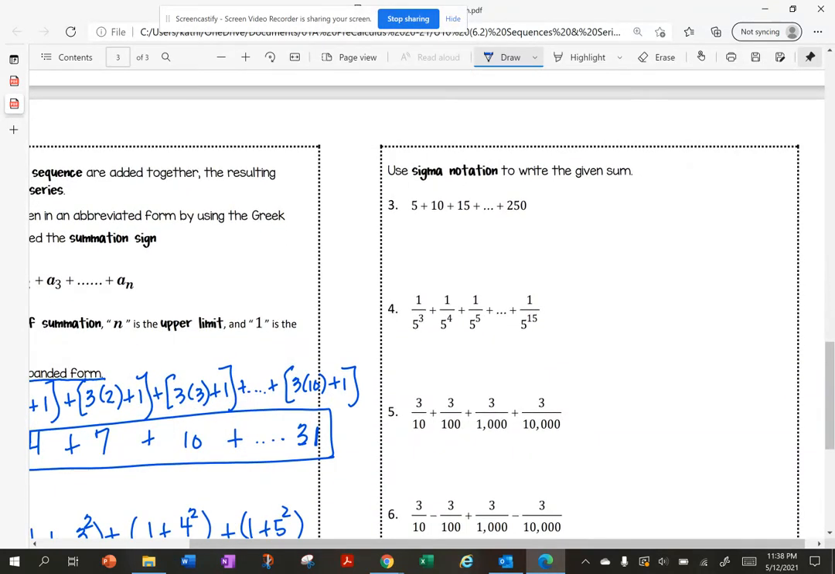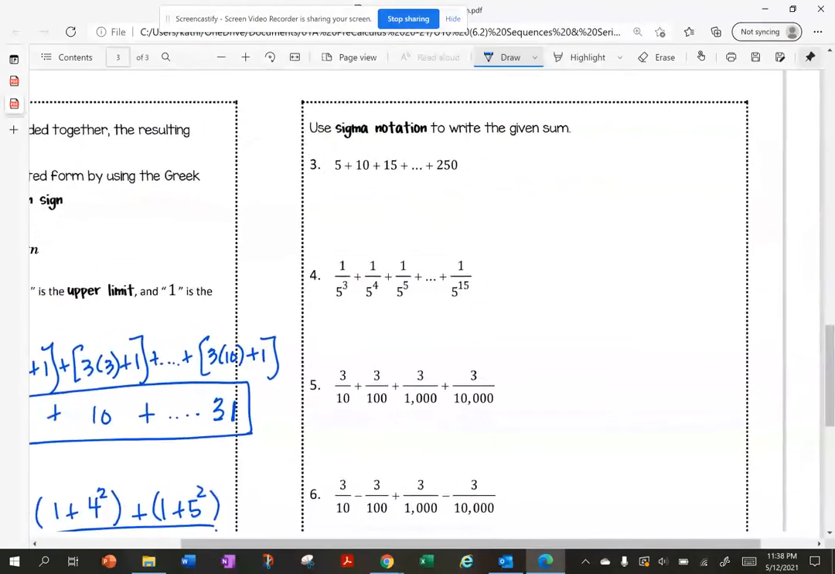All right, so the goal of this is I want to take my series of numbers and write them in summation notation. So that's what we're going to do now.